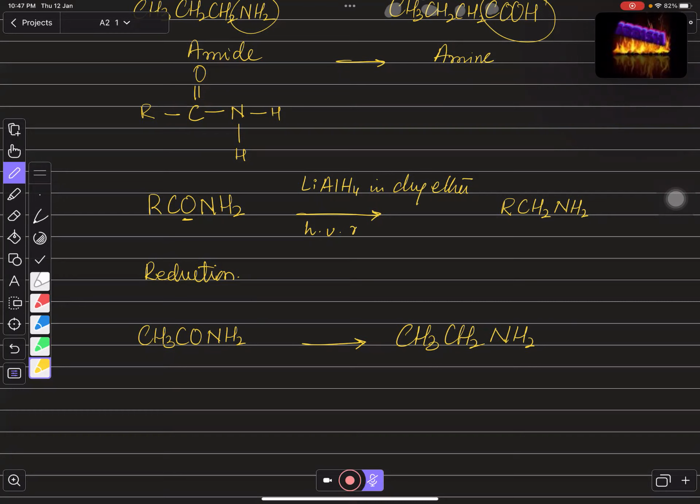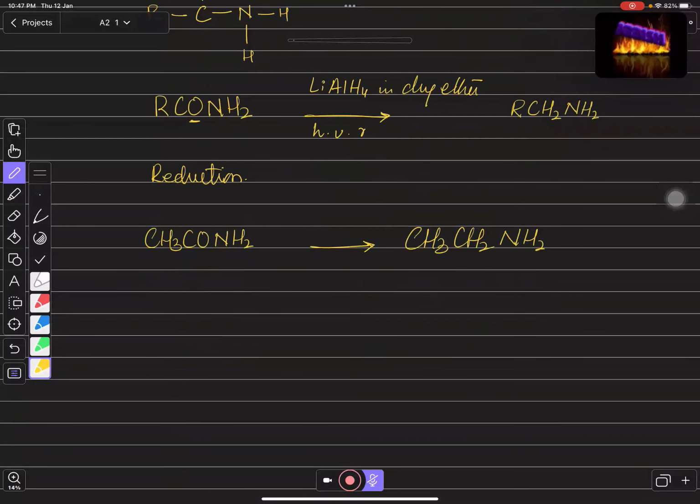Then we have one more type over here that we need to remember. This is the fourth one, right? So for suppose if we have nitrobenzene. This is for phenylamine. This is not only for amines. This is for phenylamine. If you have nitrobenzene, we know that we can convert nitrobenzene into phenylamines easily.